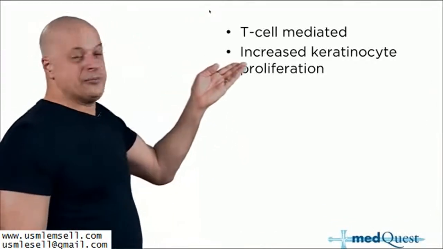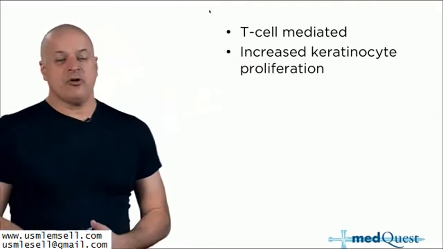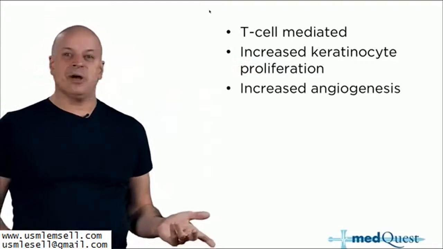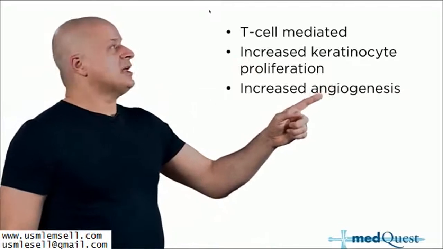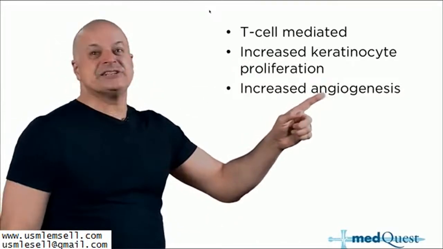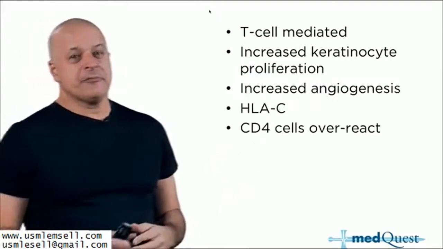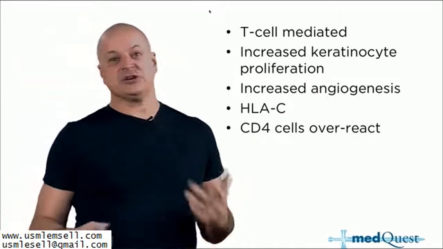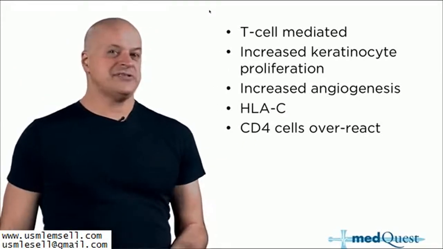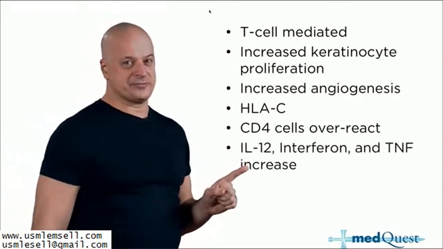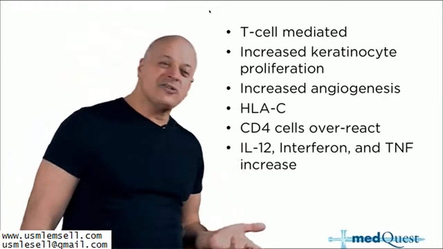Psoriasis is a T-cell mediated hypersensitive reaction where you have all sorts of extra skin built up on extensor surfaces, and it actually makes its own blood vessels. It has an association with HLA-C. Now, the T cells, the ones that are deficient in HIV, well, the people who have psoriasis have T cells that are overreacting. Interleukin 12 and TNF and all these cytokines.